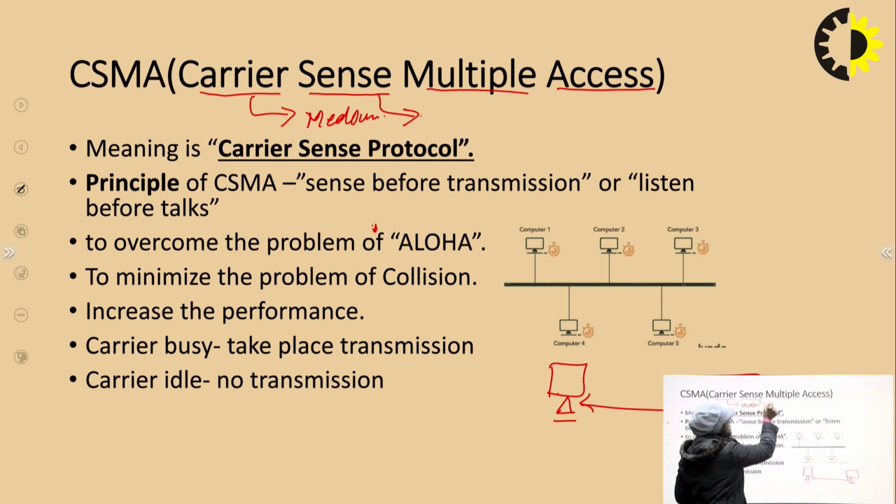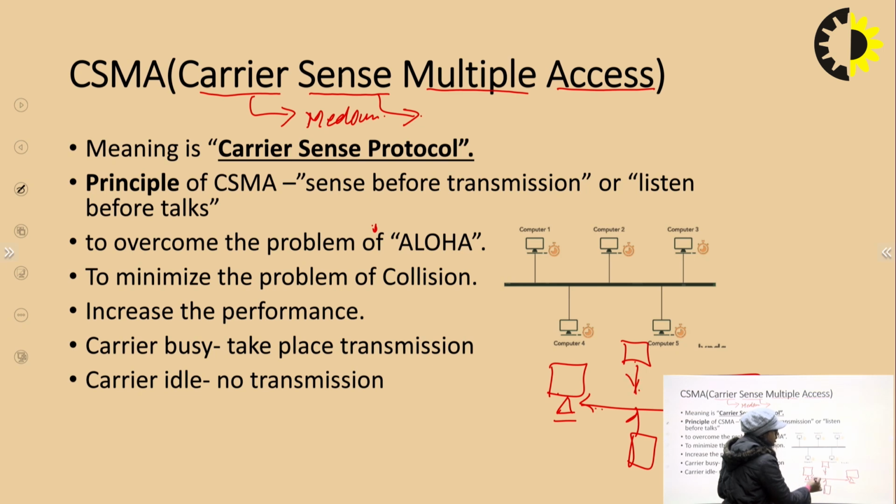Sense means that before transferring data on the shared medium, we have to check whether the medium is idle or not. This is the sense. Multiple access, because as already discussed, a shared medium is shared by multiple devices to communicate with each other. So that's why it is multiple access. So that is the meaning of CSMA, carrier sense multiple access.